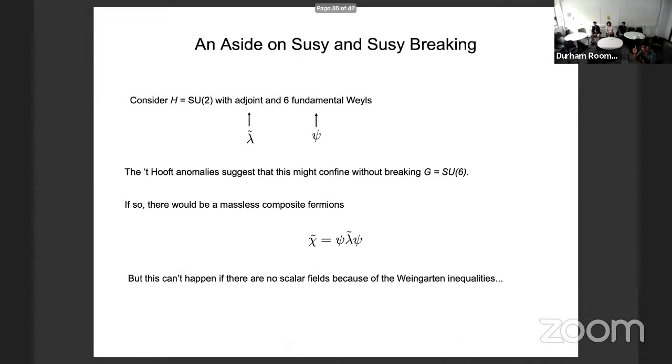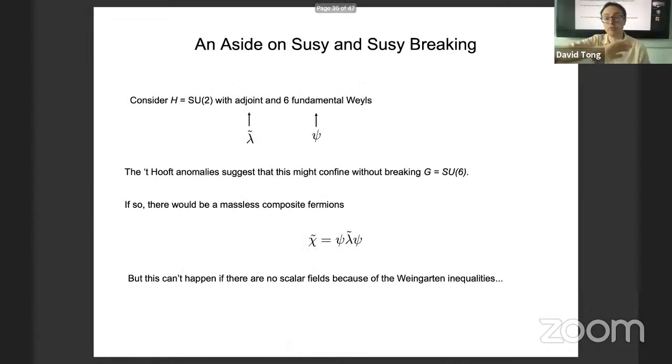All right, so all of which is to say that if you throw the scalars away in Seiberg duality, the effects that happen in the supersymmetric theory most certainly do not happen without supersymmetry.